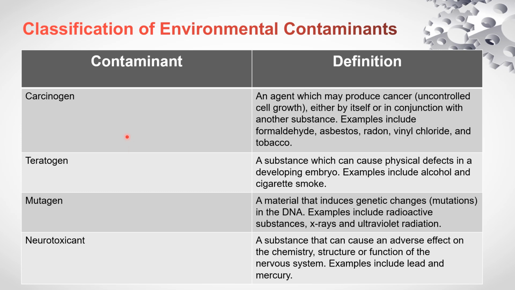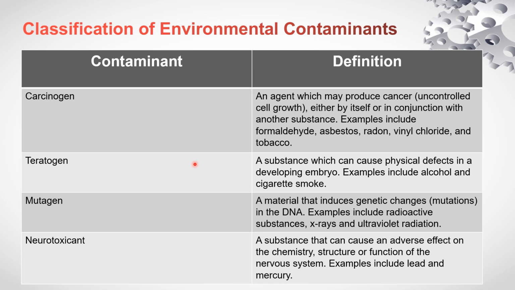Let me give you the classification of the environmental contaminants. Carcinogenic: an agent which may produce cancer, uncontrolled cell growth, either by itself or in conjunction with other substances. Examples include formaldehyde, asbestos, radon, vinyl chloride, and tobacco. Teratogen: a substance which can cause physical defects in a developing embryo. Examples include alcohol and cigarette smoking.